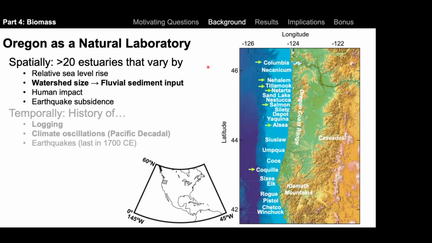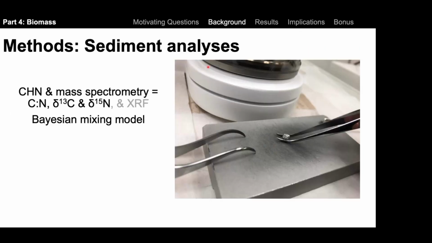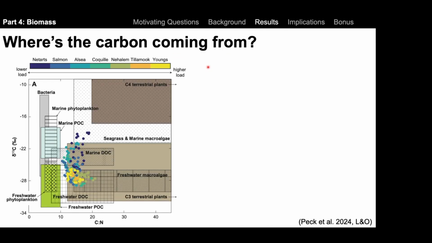So we can use the Oregon coast as an ideal natural laboratory. Tired of hearing you say that, but we're going to look at these 7 different estuaries again. I measured stable carbon and nitrogen isotopes and C to N, and I used Bayesian mixing modeling. And here's the data here. So all of these points are my data points. I focus only on the last 100 years.